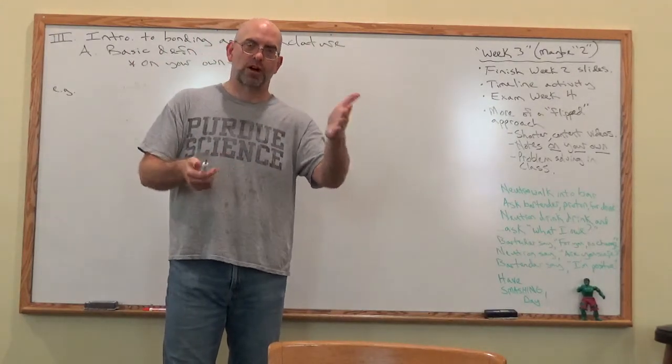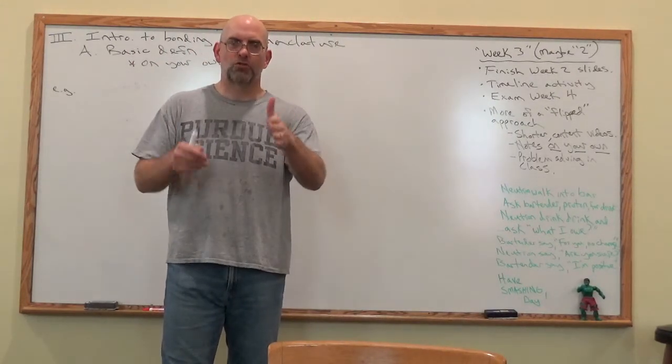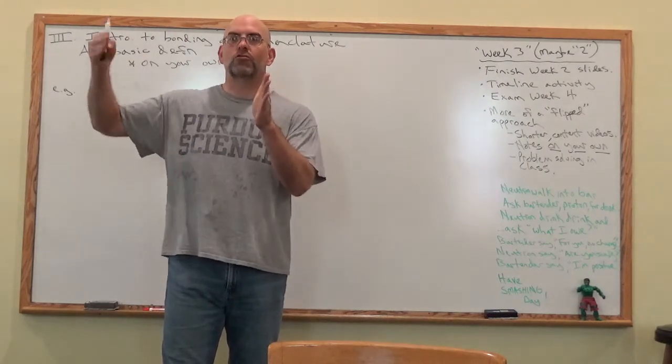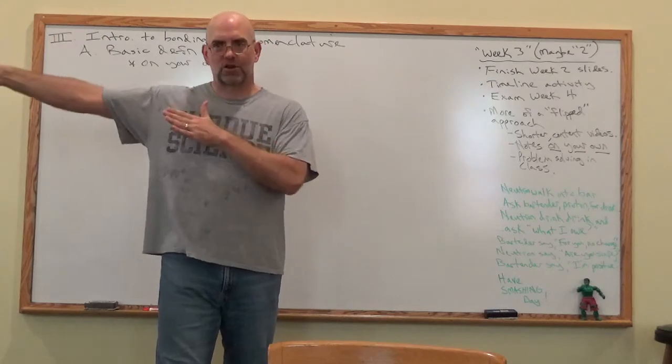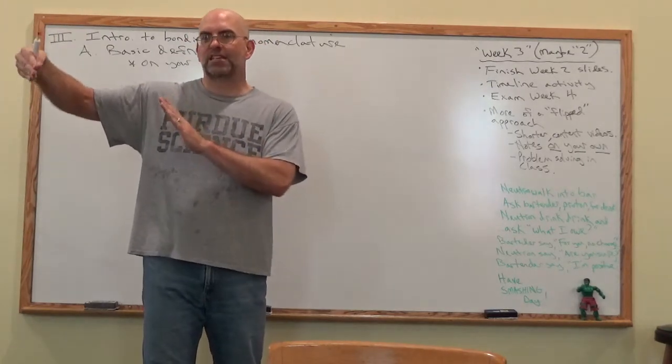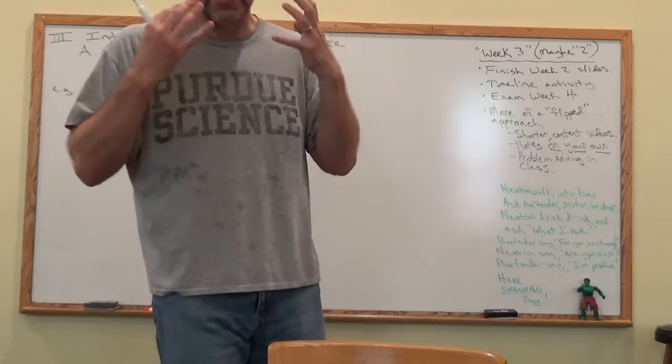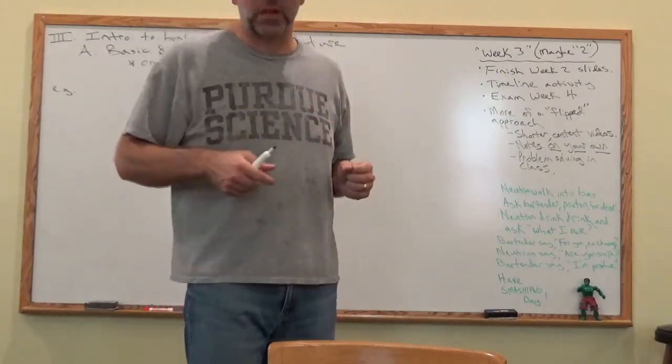Alkali metals, group 1, alkali earth metals, group 2, transition metals in the beginning, boron group, carbon group, nitrogen group, oxygen group, and so forth. Halogens, group 17, noble gases, group 18. Make sure you have all that labeled and ready to go.